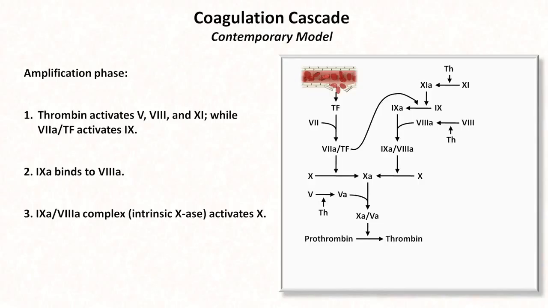Each activated factor 10 converts more prothrombin to thrombin, which in turn further accelerates the amplification process until there is a virtual explosion of thrombin generation. Von Willebrand factor, which we encountered in the last video on platelet activation, plays a key role in the amplification phase as it binds to inactive factor 8 that is circulating in the bloodstream, greatly increasing its half-life.